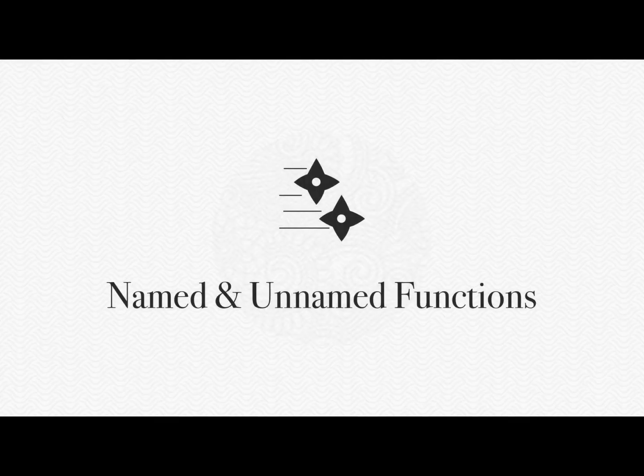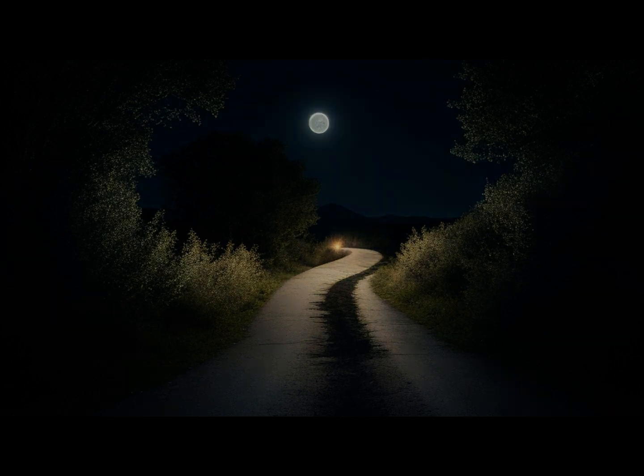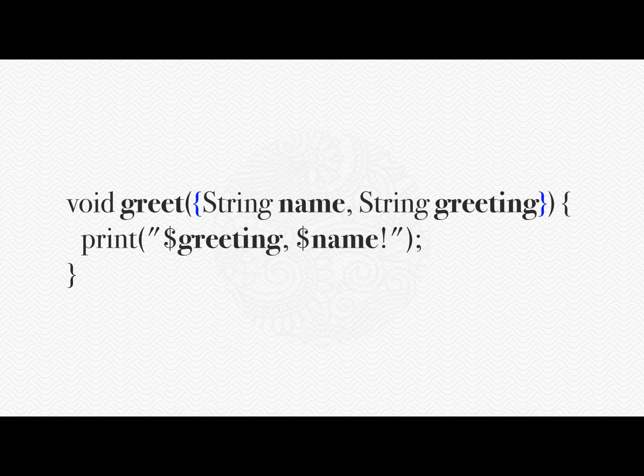In Dart, you can use both named function parameters and unnamed parameters to pass arguments to functions. These approaches give you flexibility in how you pass data to functions, making your code more readable and maintainable. Think of it as two different paths a ninja can take to achieve the same goal. Named parameters allow you to pass arguments to a function by specifying the parameter name along with the value you're passing. This method is particularly useful when you have functions with multiple parameters and you want to make your code more self-explanatory. Here's how to use the named parameters.